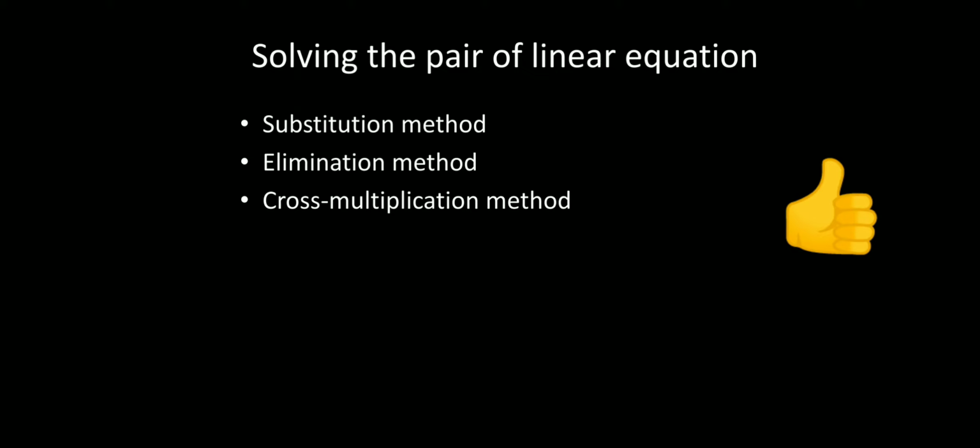Elimination: we multiply some number to the first equation, multiply some number to the second one, and find the sum or the difference of both equations, such that the answer we get has only one variable, either x or y. Moving further, the cross multiplication method cannot be explained right now, but later I will do so.